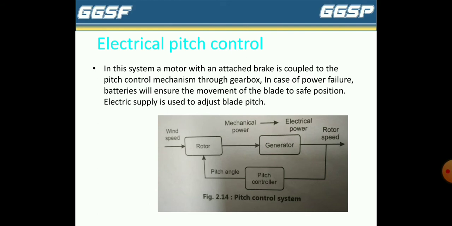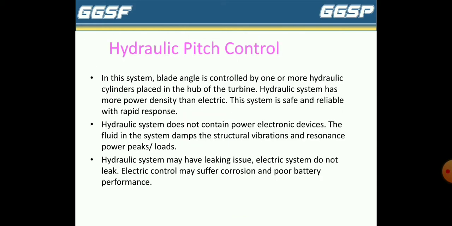Electrical pitch control. In this system, motor with an attached brake is coupled to the pitch control mechanism through gearbox. And second is hydraulic pitch actuator. In this system, blade angle is controlled by one or more hydraulic cylinders placed in the hub of the turbine. Hydraulic system has more power density than electric. This system is safe and reliable with a rapid response.